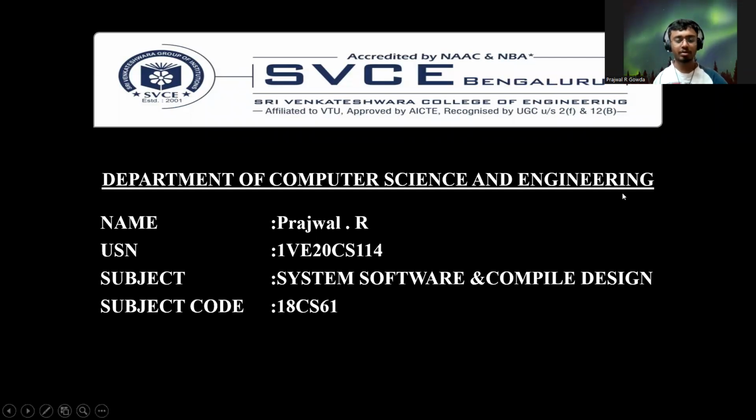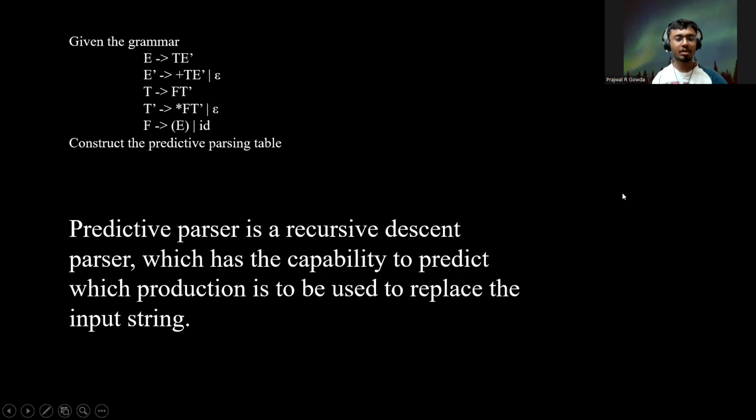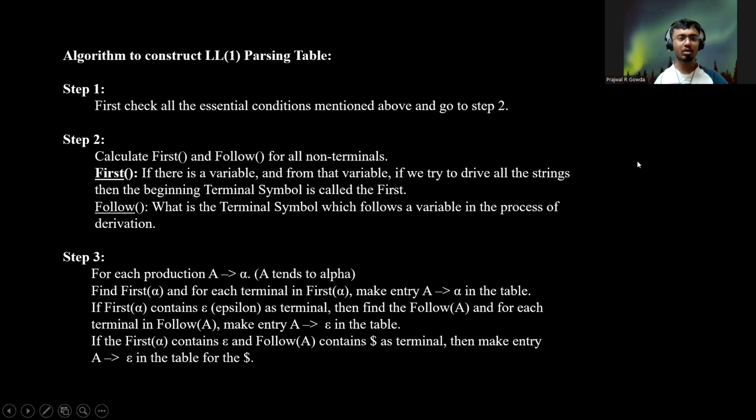Today, we are going to discuss how to construct a predictive parsing table using the given grammar. First, let us know what a predictive parser is. A predictive parser is a recursive descent parser which has the capability to predict which production is to be used to replace the input stream. The algorithm to construct the predictive parser table.